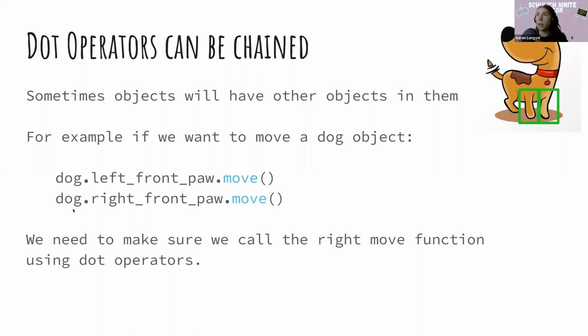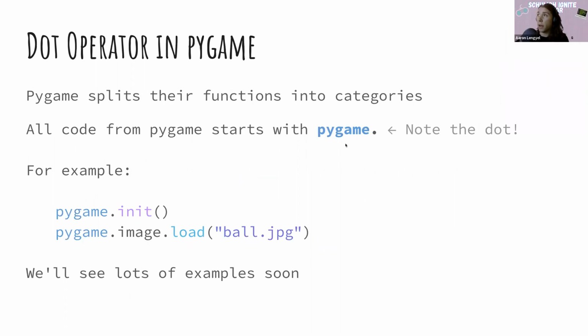It's like in English, you have subject, verb, object, right? So you have the subject, dog's right front paw, and then the verb move. And then the object is going to be whatever we pass in there, so this could be an XY. It could be subject verb object: dog's right front paw, move it to this position. You can think of it almost like an English sentence. So you need to make sure you call the right move function using dot operators. You want to make sure you have the right things you're calling.